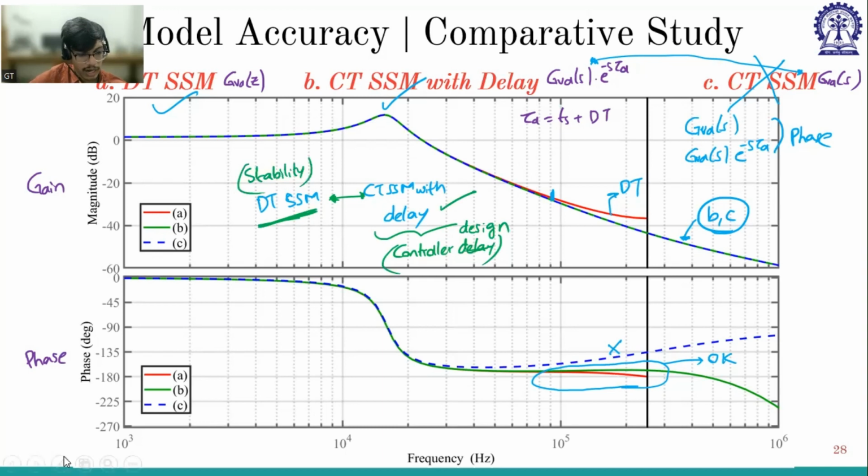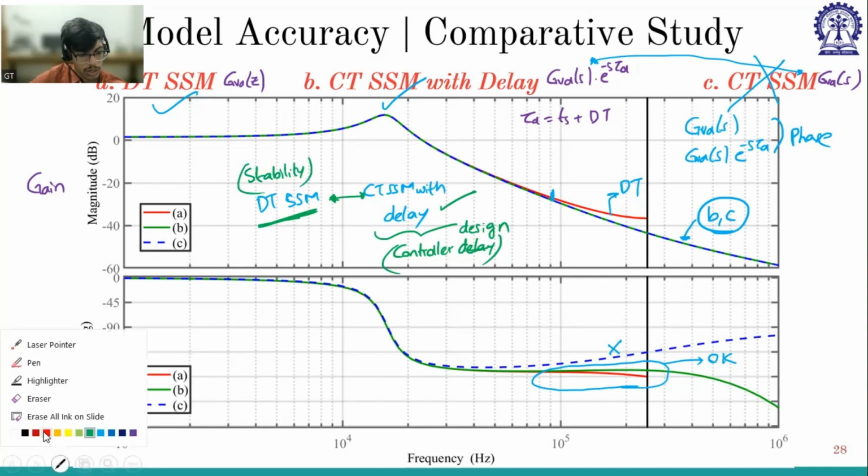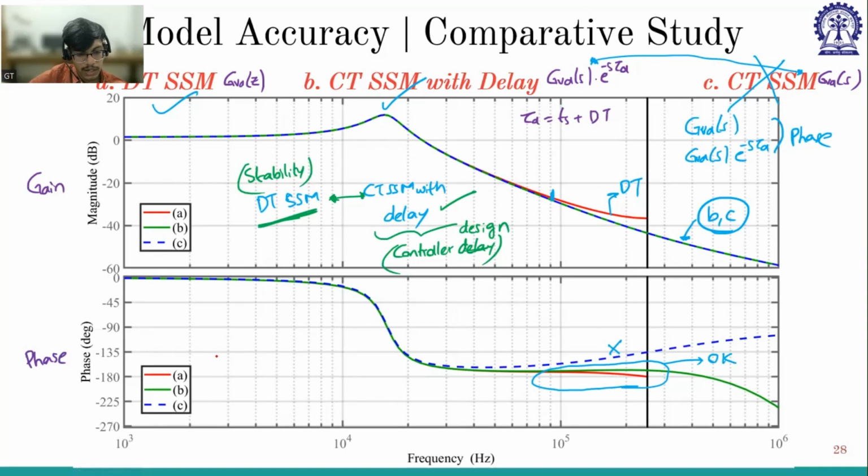So the final outline is like this. I have two models. One is the discrete time small signal model, which I'll be using for stability criteria, to design or study in depth. But if I want to design the controller, I'll use the continuous time small signal model with delay tau d, to make my life easy and to have a better understanding of the design and everything.